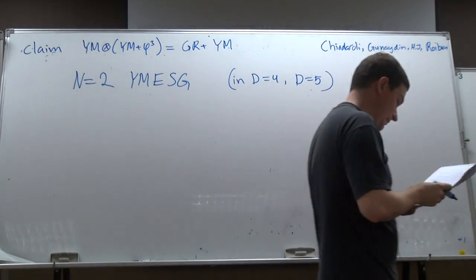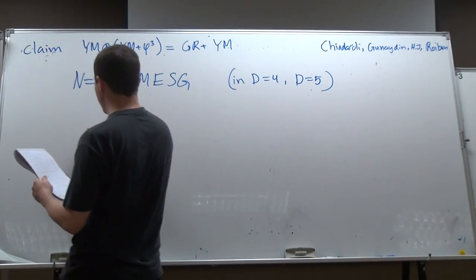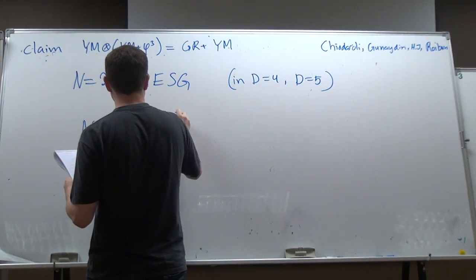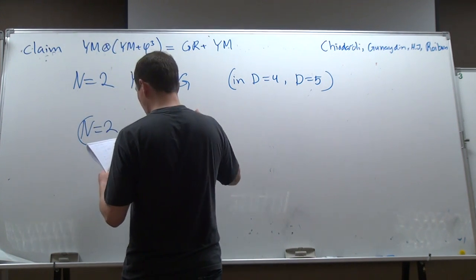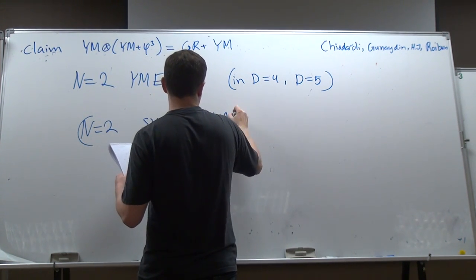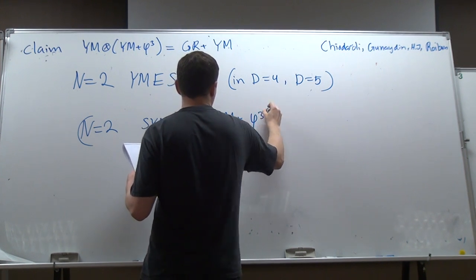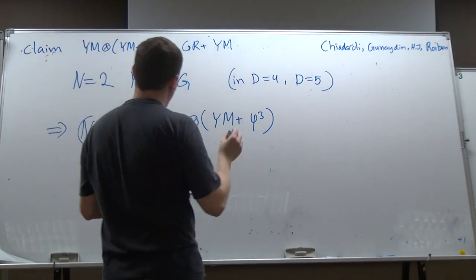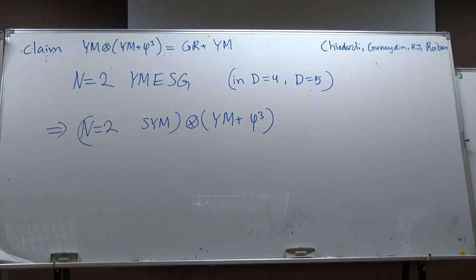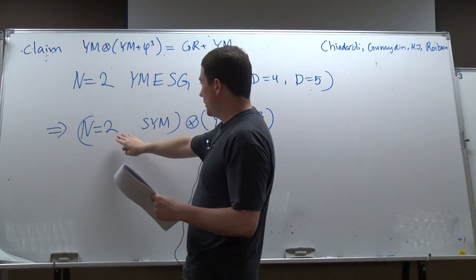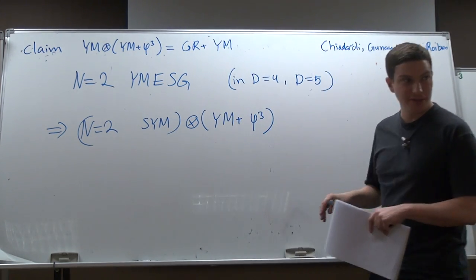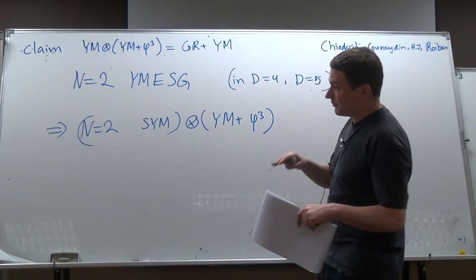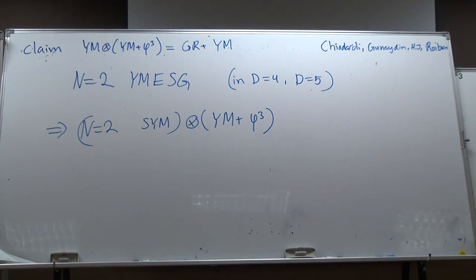So in particular, the case we're going to look at is N equals 2 super Yang-Mills double copied with Yang-Mills plus phi cube. So this is this theory. Well, that's a claim. And here you might note that I added supersymmetry on this side, but not on the other side, and perhaps that's obvious to some people in this audience. But if you have this phi cube term, it's not very easy to make that supersymmetric.